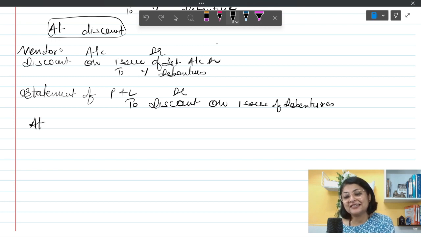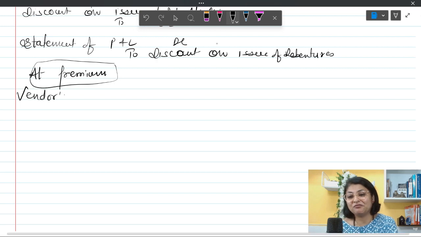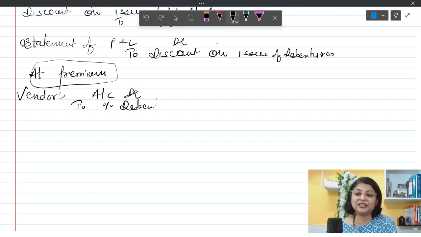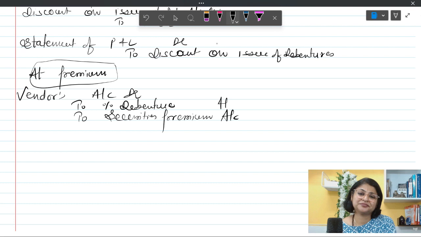And at last, if the debentures are issued at premium, then what will be the entry? If debentures are issued at premium, we have done enough till now, don't worry. Similar entry to what we had done at the time of machines purchase: vendors account will be debited to percentage debenture. And one more thing will be added over here, it is securities premium. I hope you understood all of this.